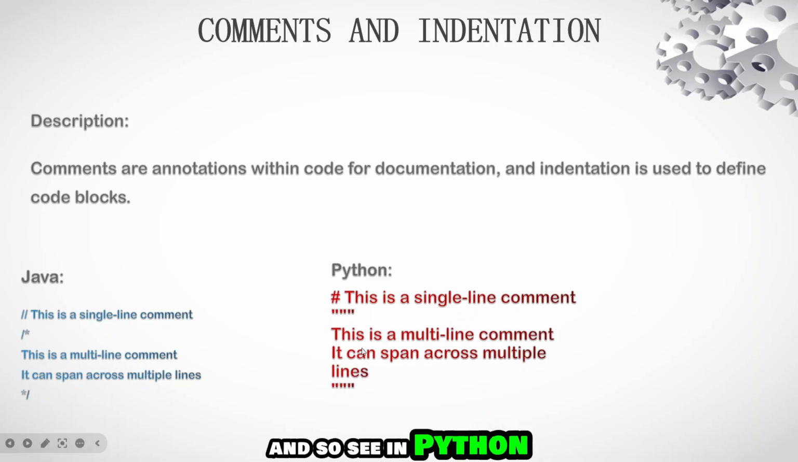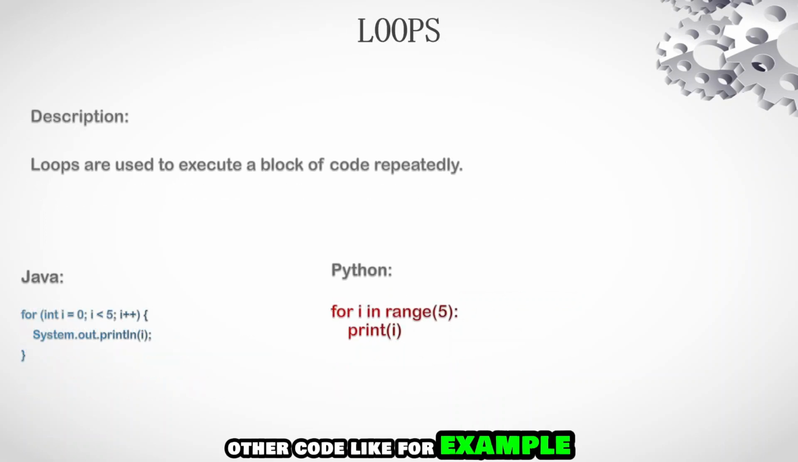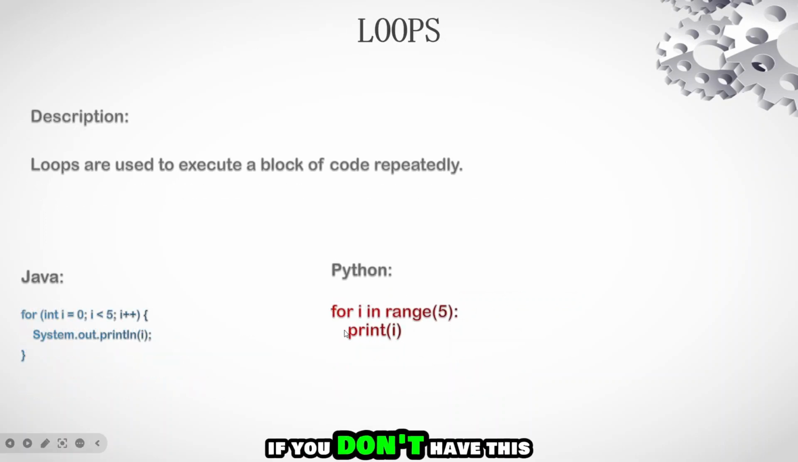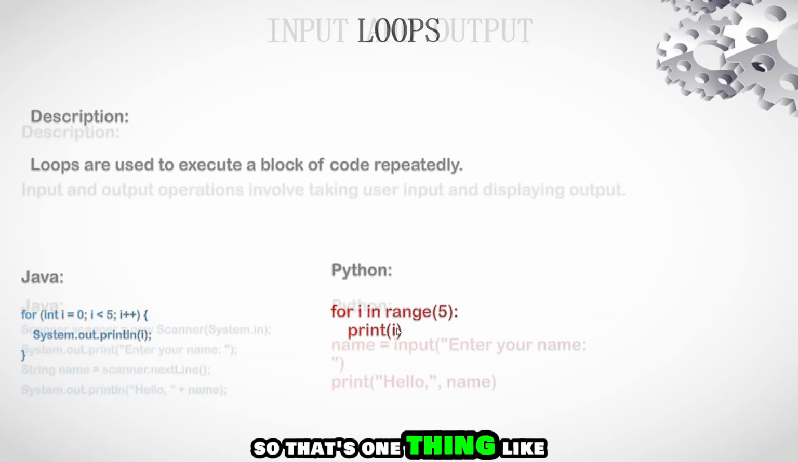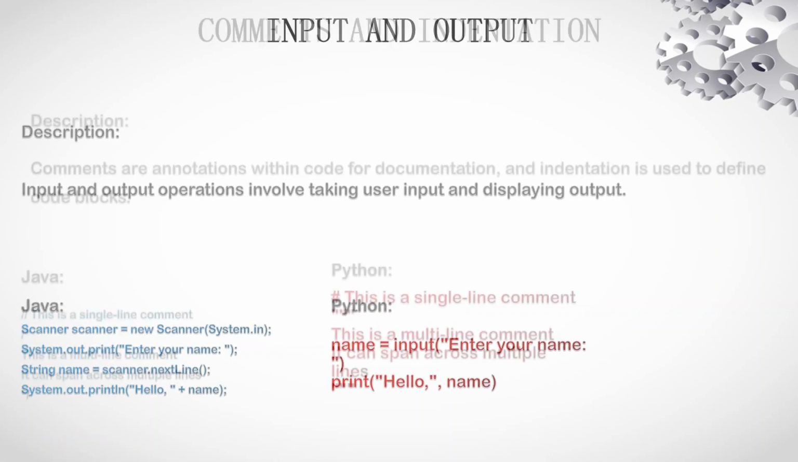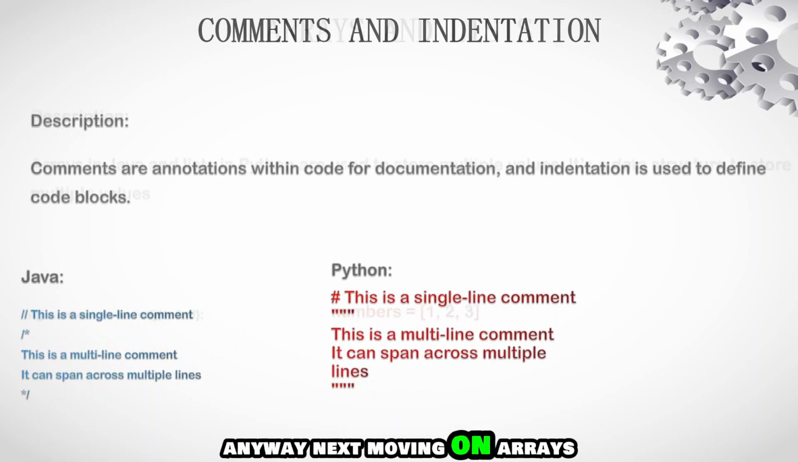So see in Python how it's like every line. If I go to some other code, like for example this one, you see there's a space here. If you don't have this space, then it will actually throw an error, which is not the case with Java. So that's indentation. Anyway, next, moving on.